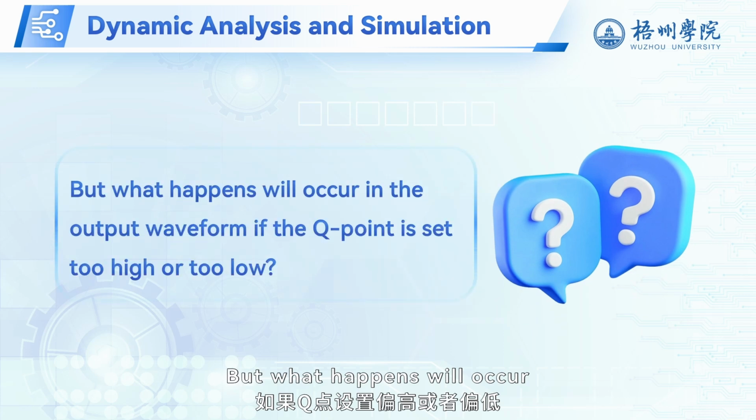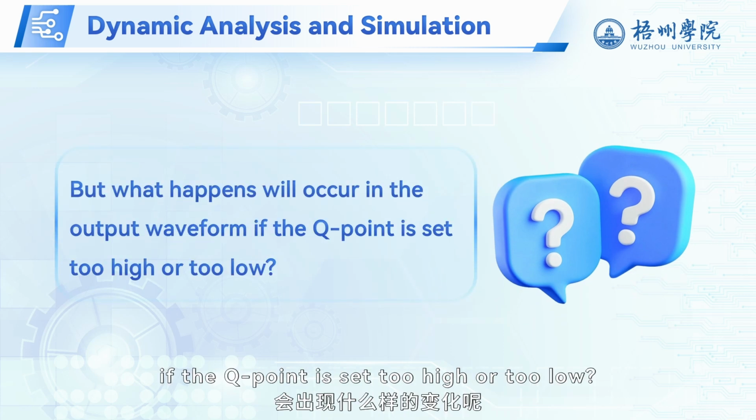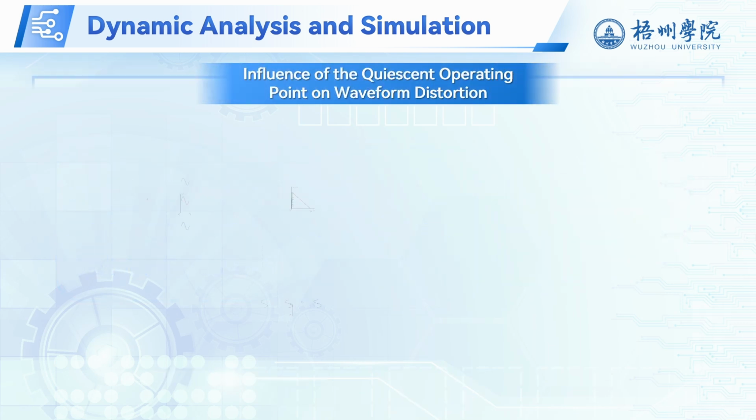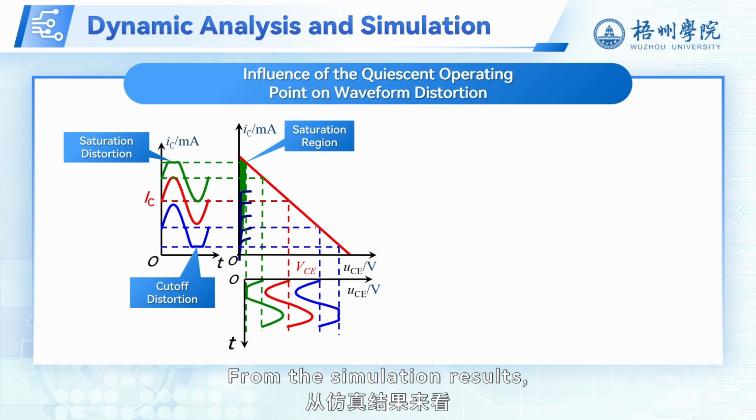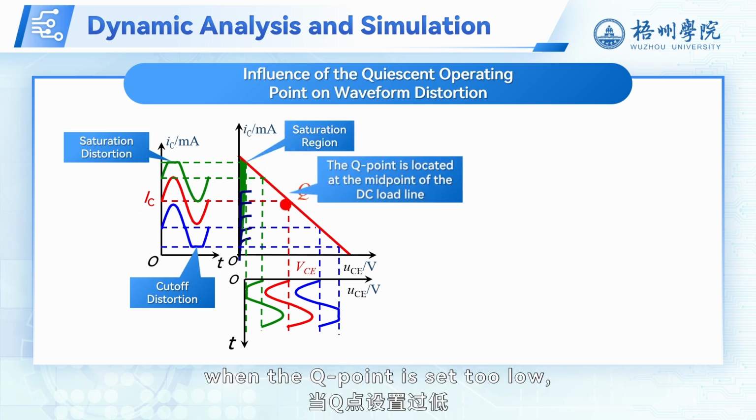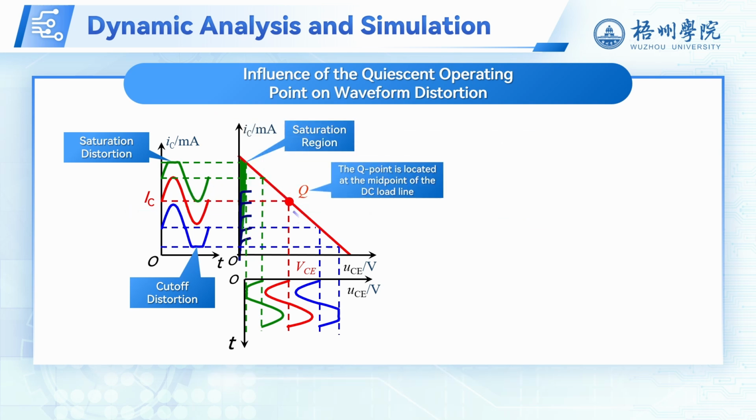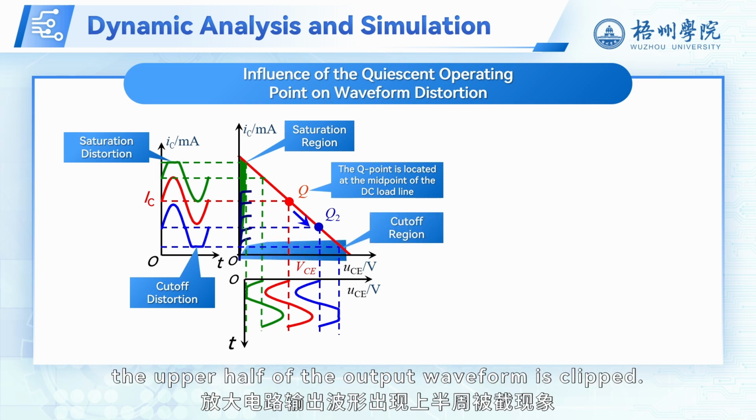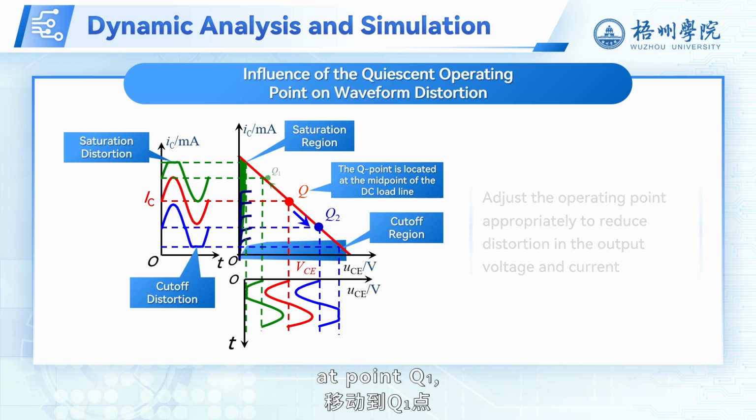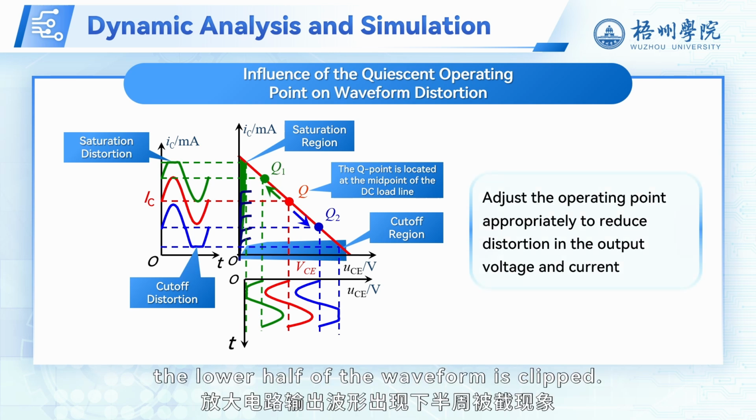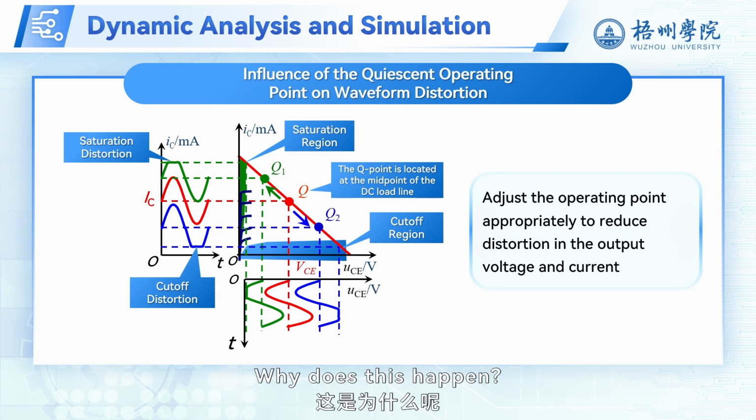But what will happen to the output waveform if the Q point is set too high or too low? Let's demonstrate the waveform output using circuit simulation. From the simulation results, when the Q point is set too low, such as at point Q2, the upper half of the output waveform is clipped. Conversely, if it is set too high, at point Q1, the lower half of the waveform is clipped. Why does this happen?